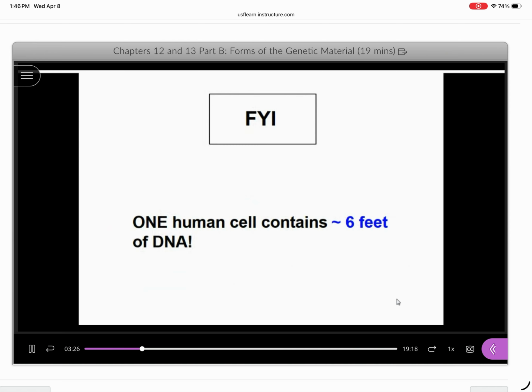Why? Why must it be with protein? Well, please remember, I'm sure you've heard this before, that one human cell contains 6 feet of DNA. That's one cell. And in fact, it's one nucleus. One nucleus of one cell has 6 feet of DNA. That's just me. I'm about 6 feet tall. If you could stretch a thread from the top of my head to the bottom, that's one cell's DNA.